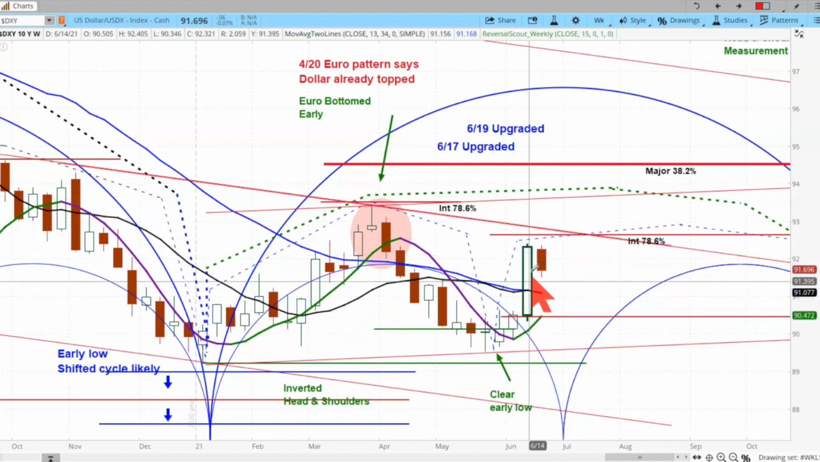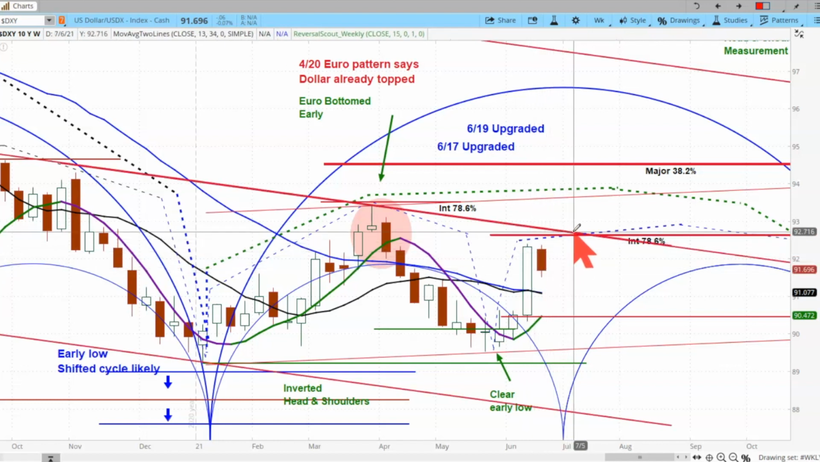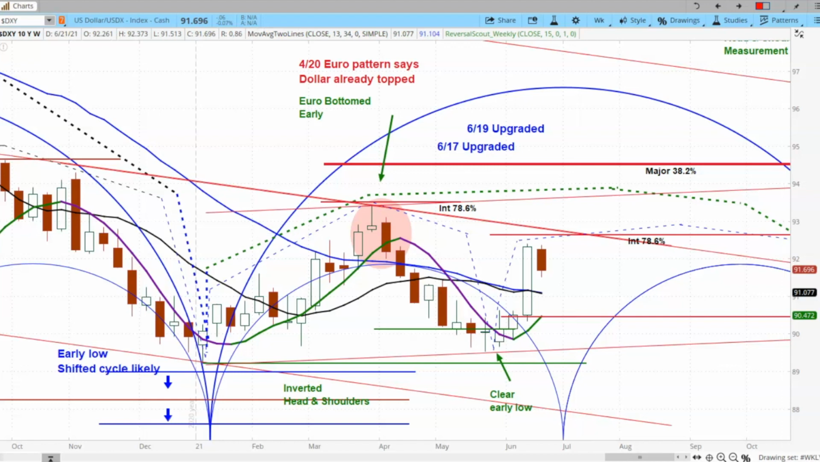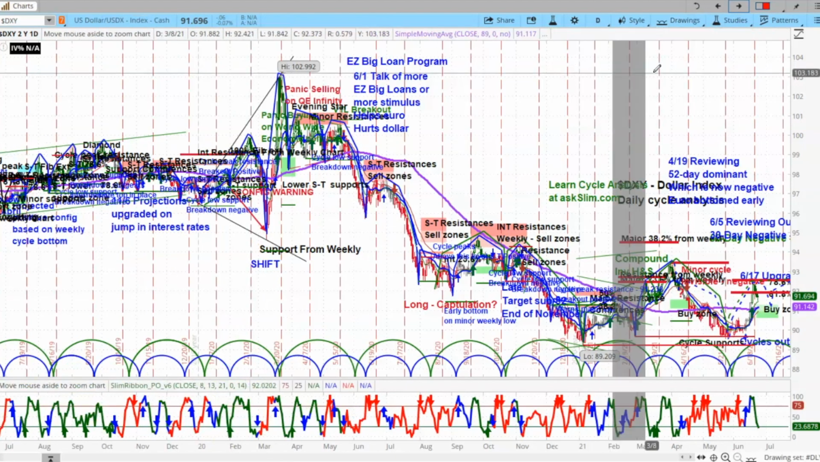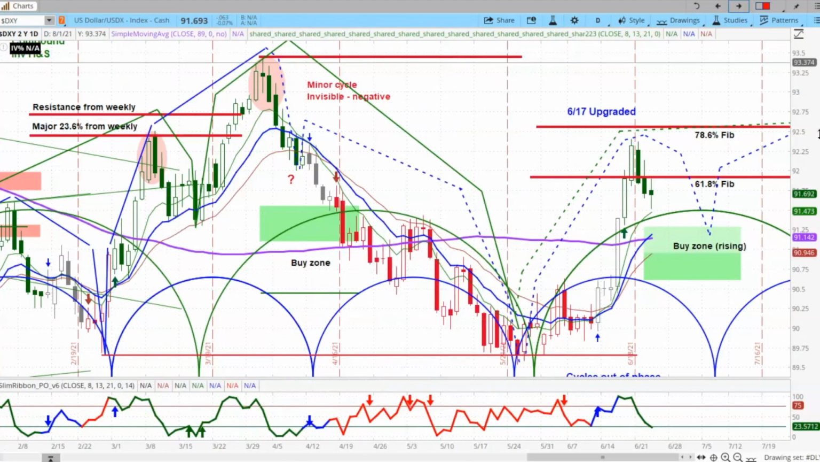The probability of this rally being over is very small. That means that the odds of continued rally are high. And you'll see that as we look at some of these other pairs, as it looks quite realistic.